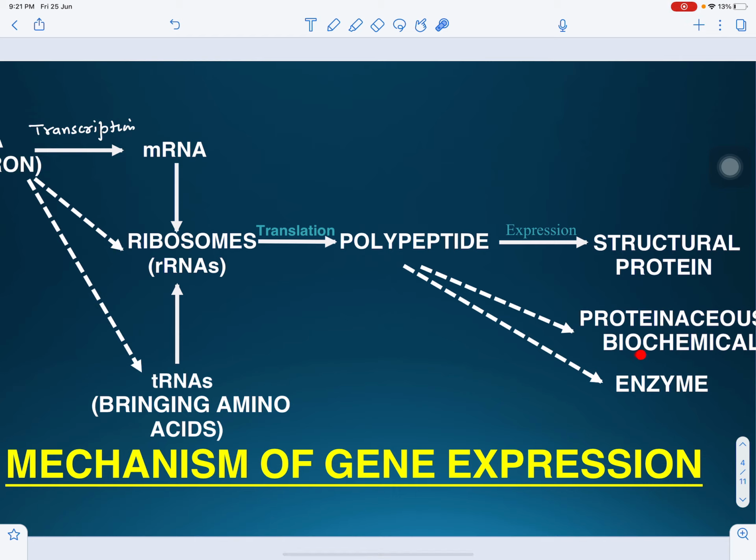Now, some of the polypeptides may turn into hormones, transport protein, or storage protein. So they are proteinaceous biochemicals, and some of the proteins form the structure of cell wall, cytoplasm, nucleus. If we talk about animals, collagen, actin, microtubules form structure, so they are called structural protein. So this polypeptide can express either in the form of structural protein, proteinaceous biochemical, or enzymes. Other kinds of protein can be storage protein, transport protein; various kinds of proteins are there.